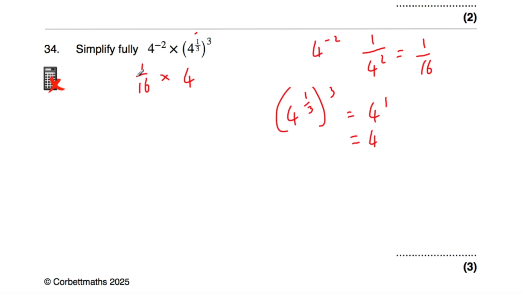So that's it. And now here we've got a 16th times 4, which would be 4/16. And then if you simplify, that would be, well, divide the numerator and denominator by 4, you get 1/4. So the answer is 1/4, and that's it. So 4 to the power of negative 2 is equal to 1/16. 4 to the power of a third, all cubed, would be 4. 4 times a 16th would be 4/16, and then that cancels down to be 1/4, and that's it. Okay, let's look at our next question, question number 35.